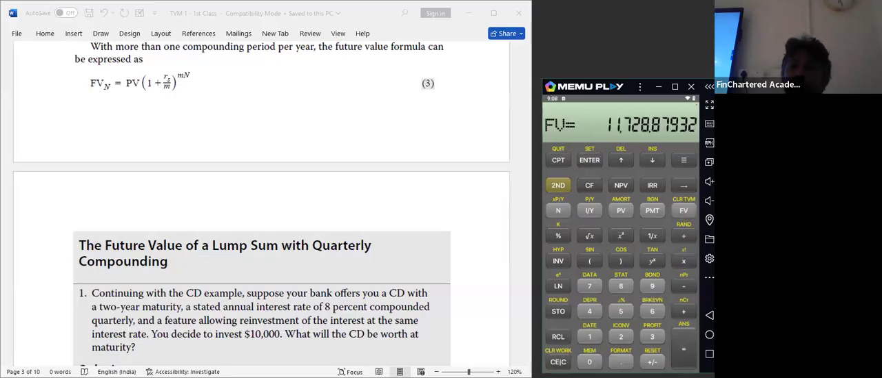It's going to be 11,728, which is even higher, correct? Considering these things, 11,716, 11,664, I end up getting 11,728, which is much higher than this one. So this proves the point that whenever you increase the frequency of your compounding, compounding frequency is directly proportional to the final value increase.